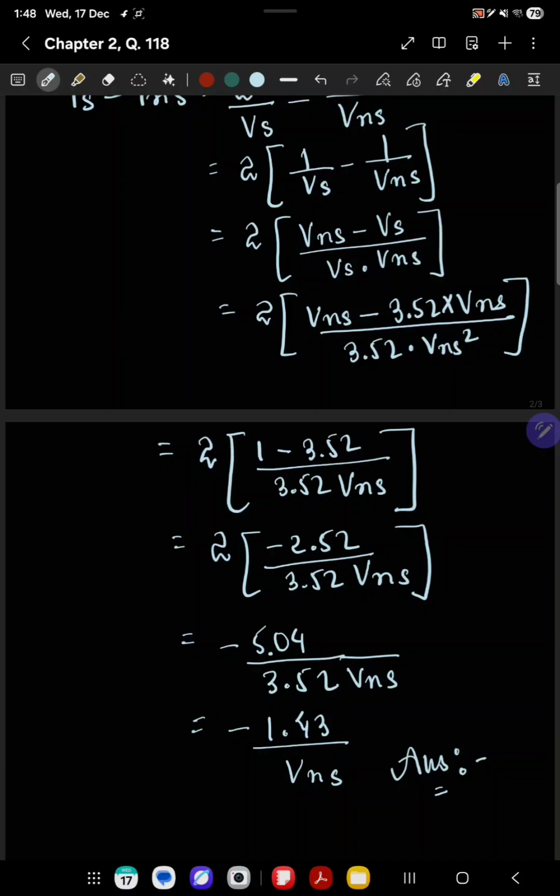If at any point of time Vns will be given, we can just feed this value and find out the difference in the time. That's all.